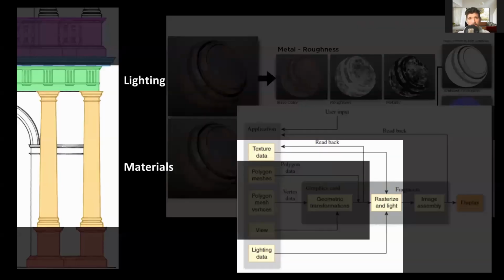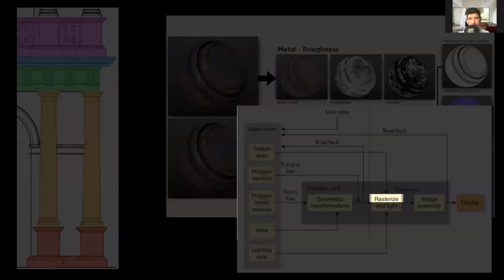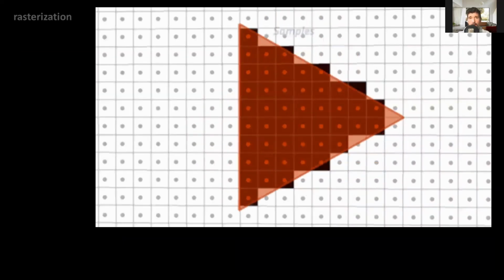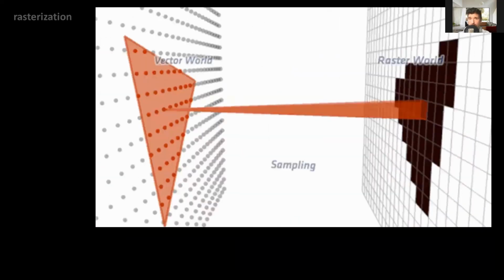In order to explore this notion within the rendering pipeline, we can first turn to the rasterize part and explore what rasterization means. So in basic terms, rasterization is the process of taking a vector graphics image, which is made up of shapes, and converting it into a raster image, which is made up of pixels.